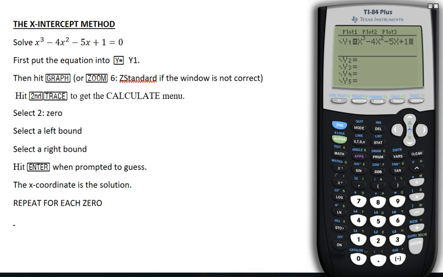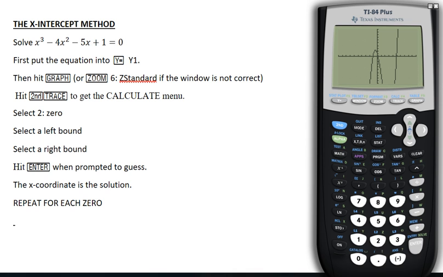Now we're going to hit graph, or sometimes you might hit zoom 6, zoom standard, if it's the first time you're using the calculator for the day. You might have to do that to get the window to its standard window. But we've already done that, so here it is, and you can see on the screen there are 1, 2, 3 different zeros here, and we have to find them all.